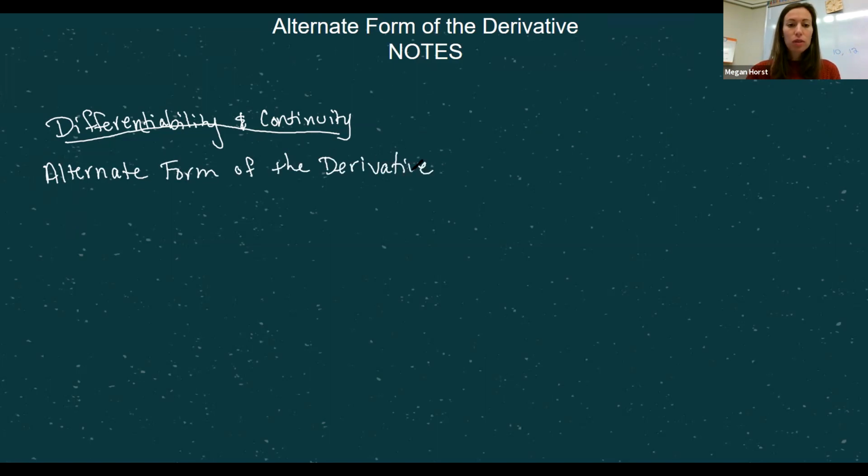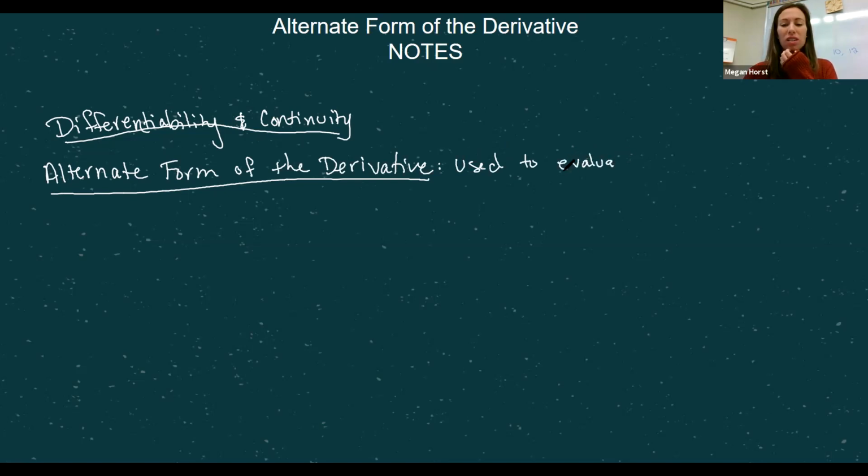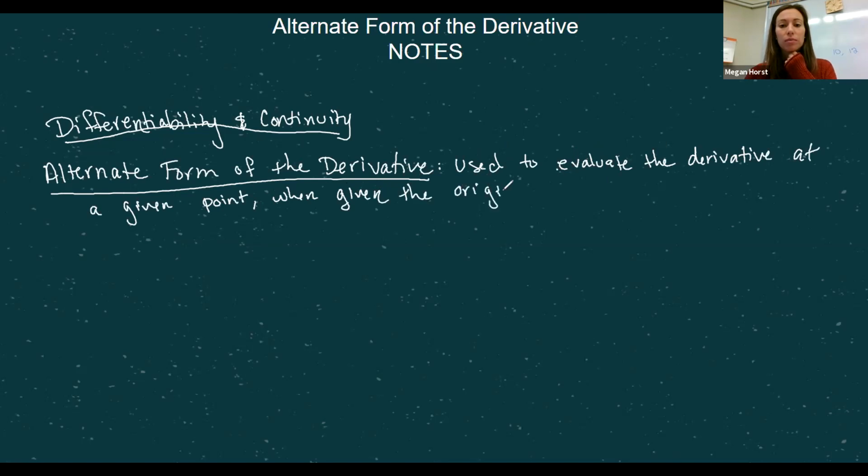And again, this is used to evaluate a derivative at a given point when given the original function. So we're going to be given the original f of x, and we're going to be able to both take the derivative and evaluate it within the same process, eliminating that extra step needing to substitute it.